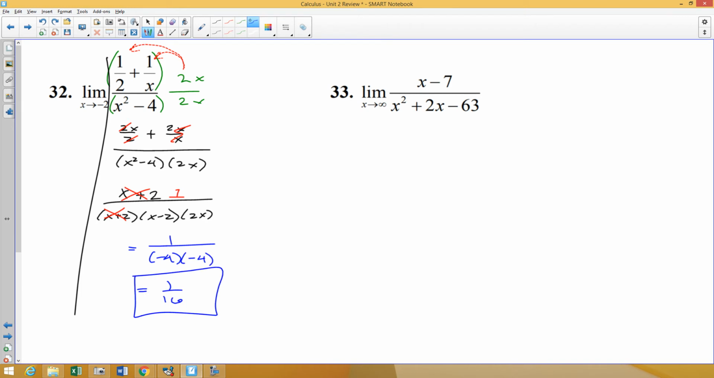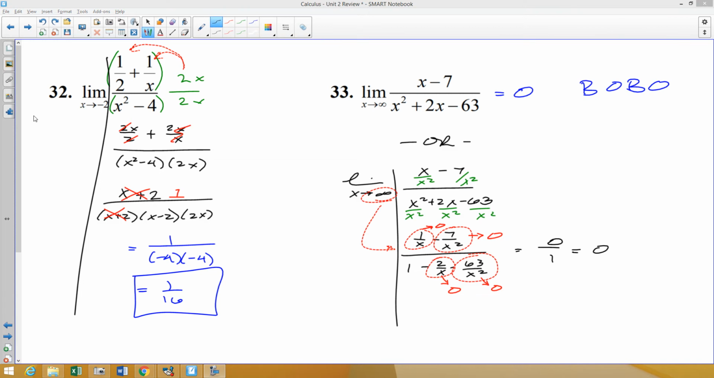Let's see, number 33, x is approaching infinity. This one, nice rational function, no square roots. This is Bobo. When you're bigger on bottom, the answer is 0. And so bottom degree is bigger, the answer is 0. If you want to, you could divide by the high power of x on top and bottom, and it would still give you the same answer. There. See, told you. Divide by x squared, and you end up with a whole bunch of zeros, and 0 divided by 1 is 0. All right, so moving on.